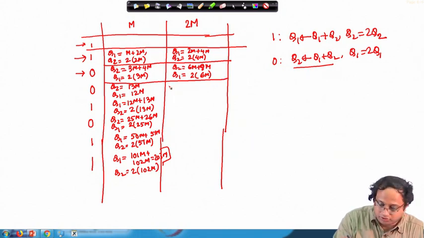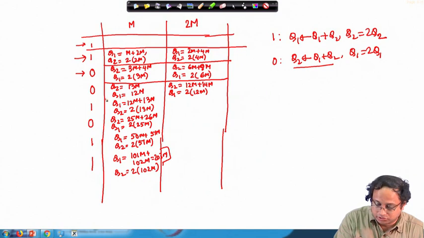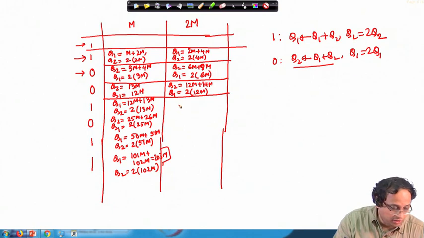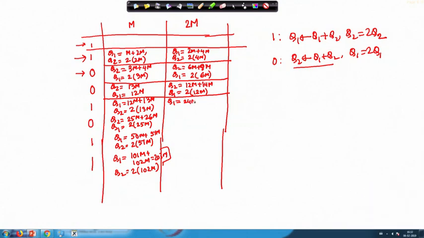Then I get again a 0. So therefore I again add in Q2. So Q2 equal to 12m plus 14m, and Q1 is equal to 2 into 12m, right. So that ends my computation for this stage. Then I get again a 1. So because of this 1 I will add in Q1. So Q1 becomes equal to 24m plus 26m, okay, and Q2 is equal to 2 into 26m. Q2 gets doubled here, okay, and that ends this evolution.